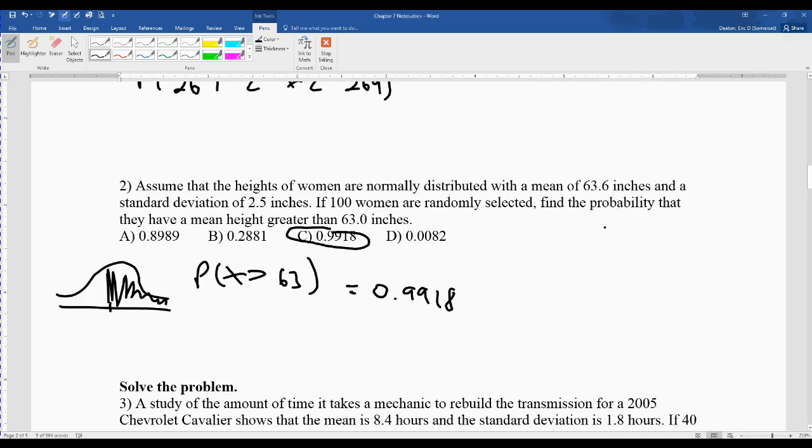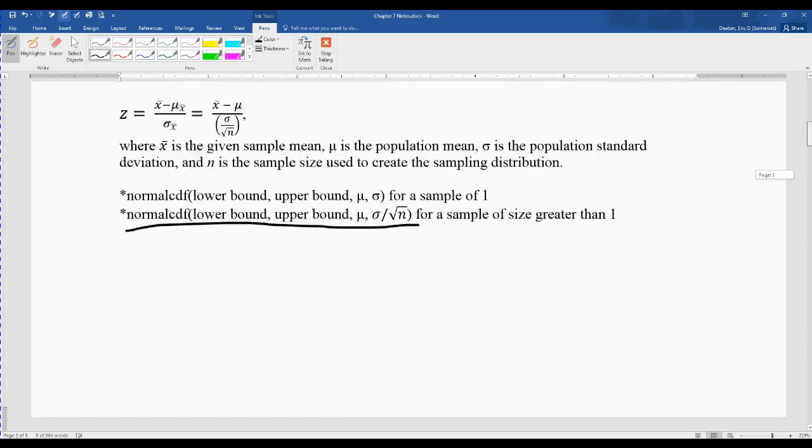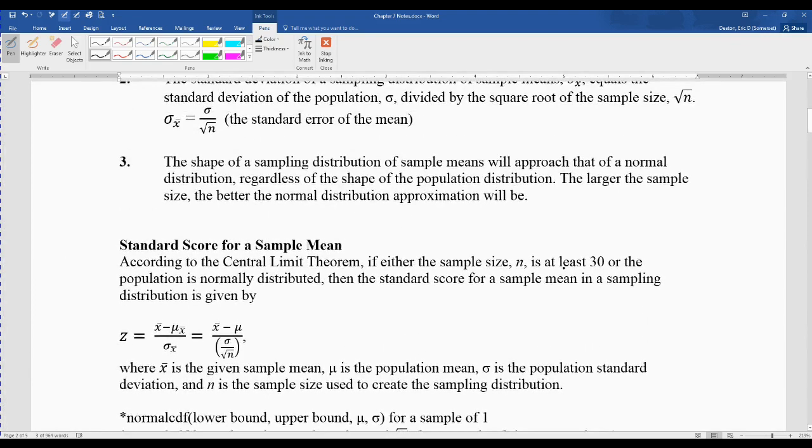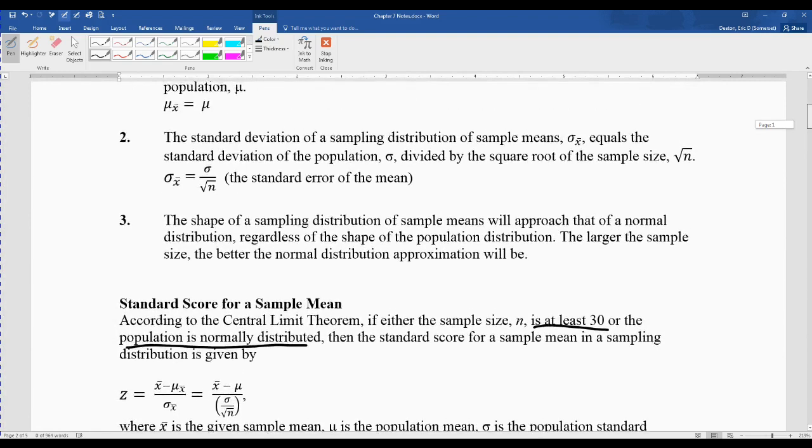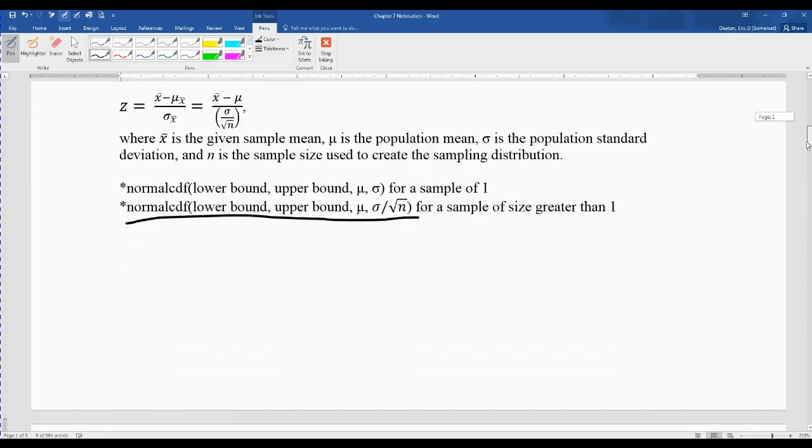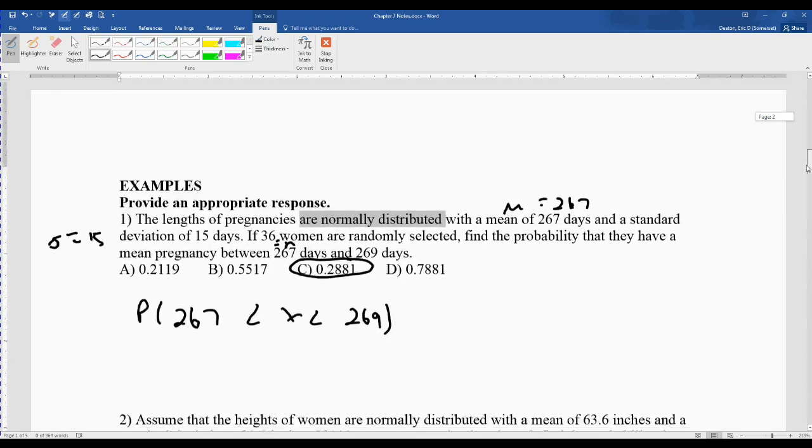The main thing about the central limit theorem is the sample size. It's at least 30. I didn't really mention that too much in here because the textbook doesn't mention a lot as far as why that's a big deal. But it's at least 30 or the population is normally distributed. 30 is a big deal. And the larger the sample size, the better the normal distribution approximation will be. So we're typically using sample sizes of 30 or more.